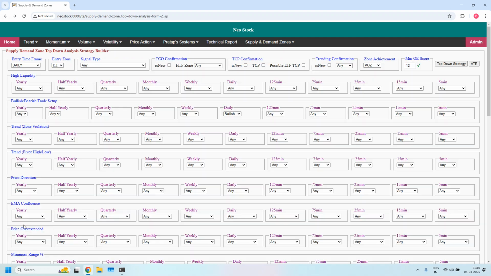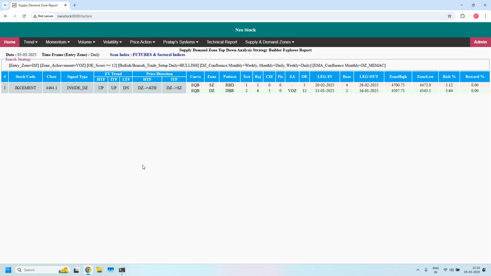Let us check once again. The EMA Confluence, monthly demand zone having monthly EMA. So this is also having monthly. This is LTF, ITF, HTF, demand zone Confluence and HTF EMA Confluence. If you don't understand the strategies, please look into lesson 27. Lesson 27 we discussed all the strategies. EMA and zone Confluence strategies. Okay, this is bullish trade setup for monthly income trade.